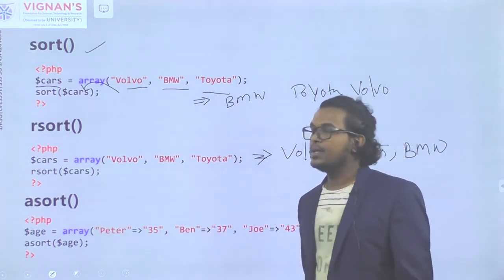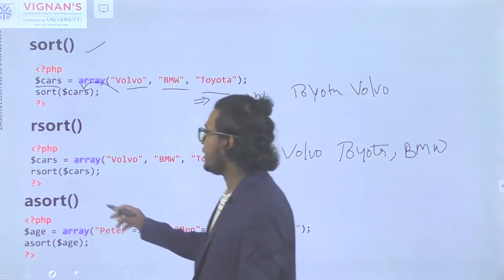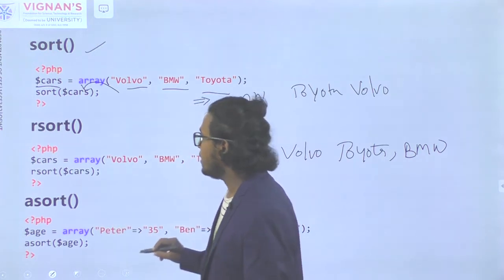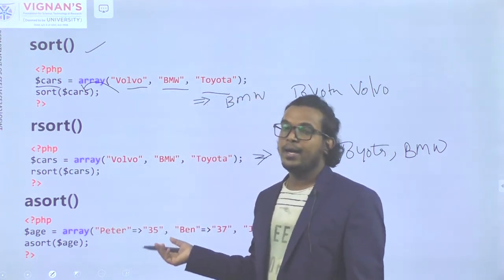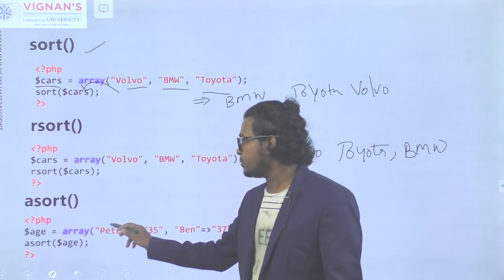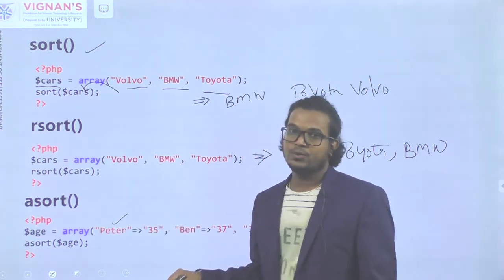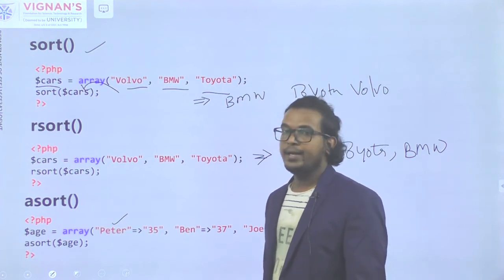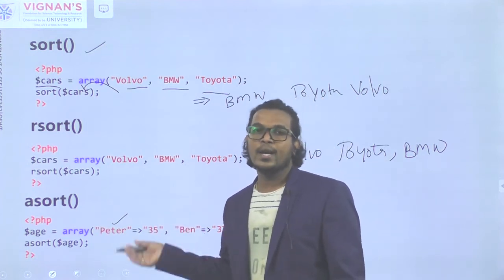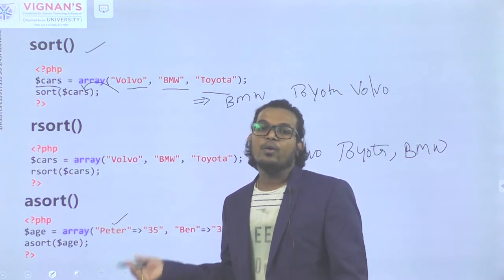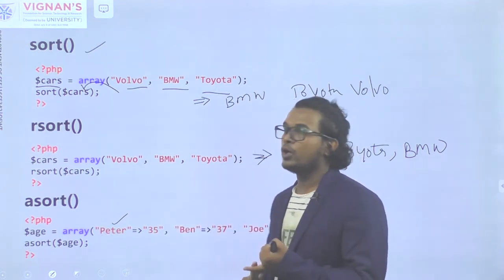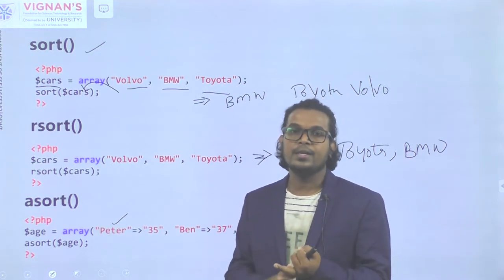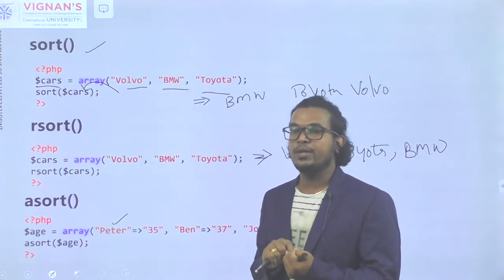So next one is the asort function. What we are doing here, we are sorting this particular array based on the values. Clear? Based on the values we are sorting that array. What is that array? That array is an associative array. For associative array we are using the asort, arsort, ksort and krsort functions.